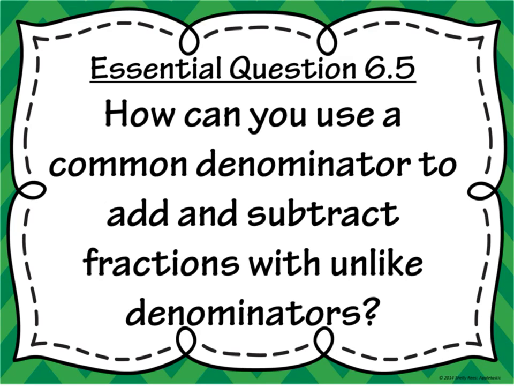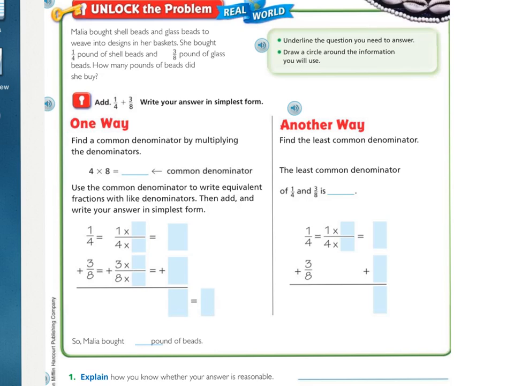Chapter 6, Lesson 5, Essential Question. How can you use a common denominator to add and subtract fractions with unlike denominators? Looking at Unlock the Problem.